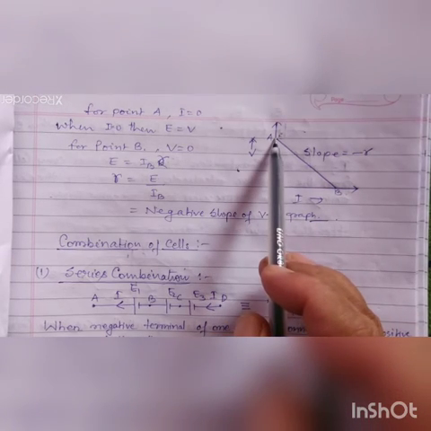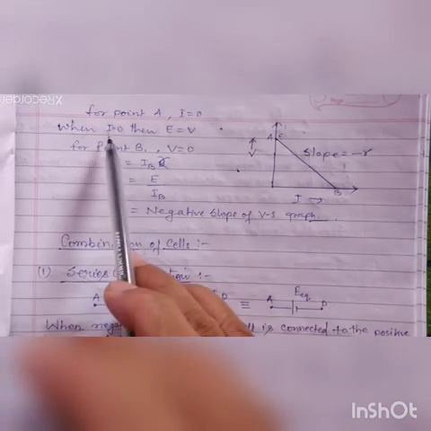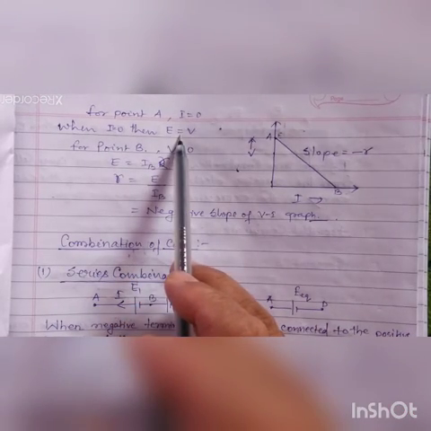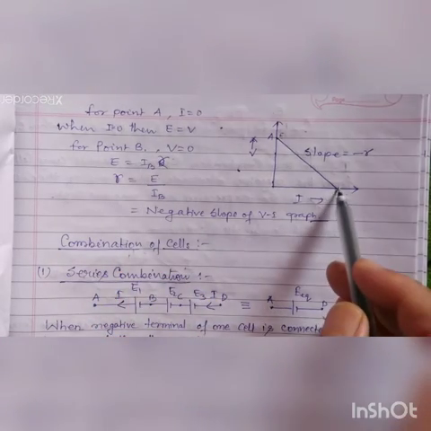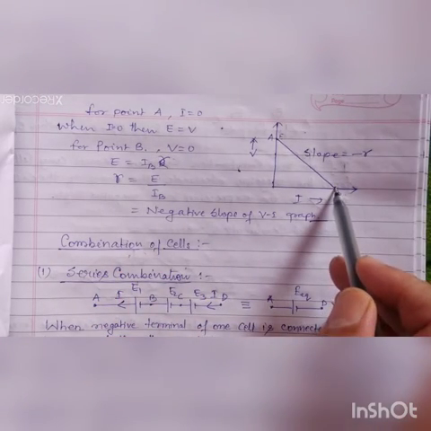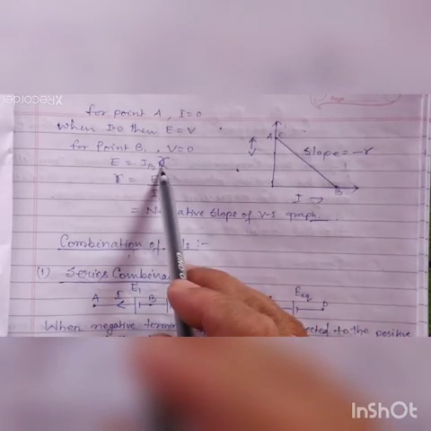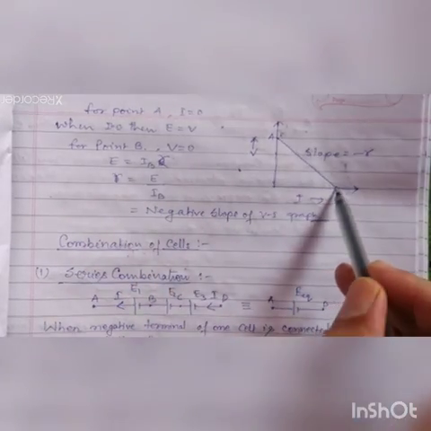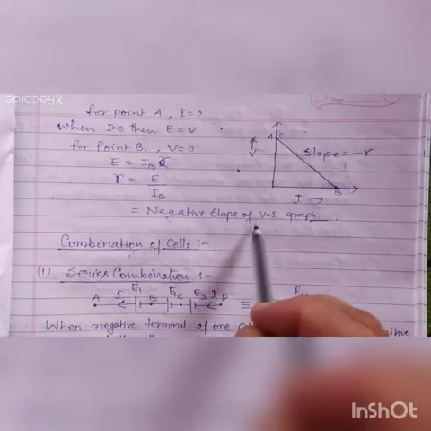Now at point A, I is 0. So when I is 0, E is equal to V. For point B, the value of V is 0. So when this is 0, E is equal to IB into r, where IB is the current at the point B. So r is equal to E by IB, the negative slope of the V-I graph.